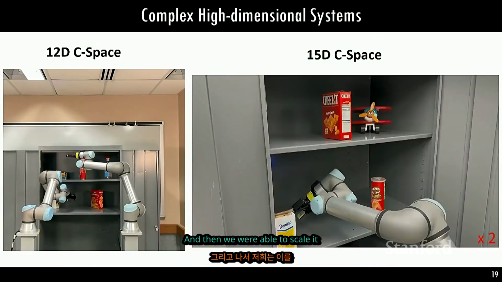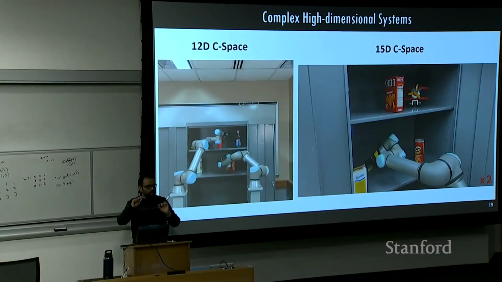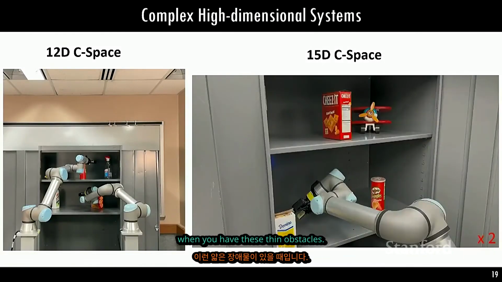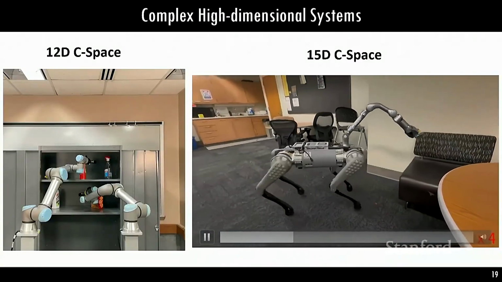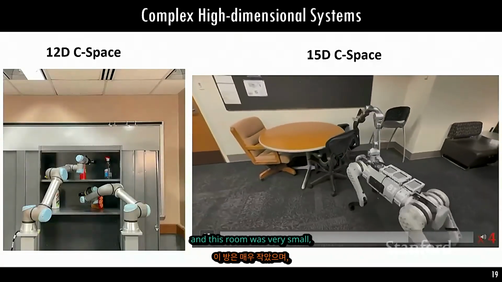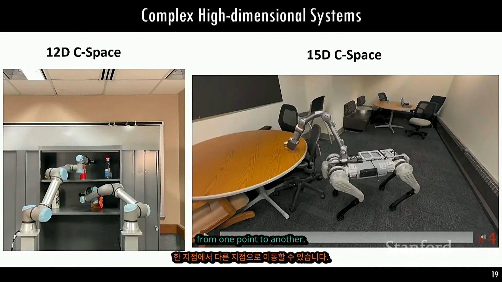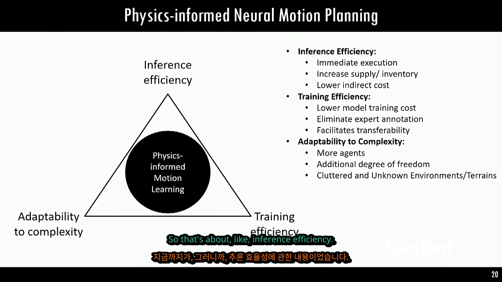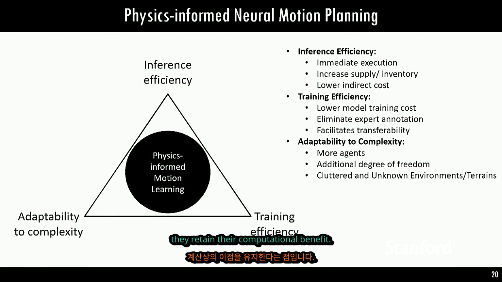And then we were able to scale it to 12 DOF. This is a very complex environment for these models because it has very thin obstacles, and these PDE solutions struggle when you have thin obstacles. So we specifically picked this environment to show it can nicely capture these thin obstacles and still do planning. This is 15 DOF, and this environment is particularly challenging for this robot. This robot is very huge and this room was very small, so it's a very confined environment for this robot to be able to move from one point to another. So that's about inference efficiency. I showed you that as you scale to high dimensions, these models retain their computational benefit.